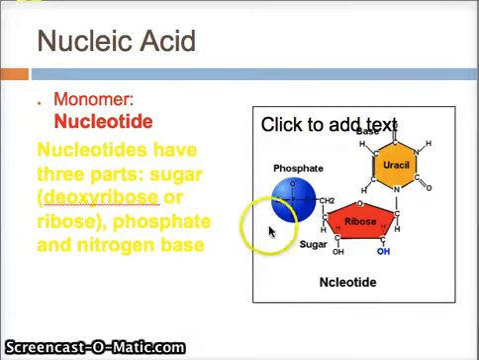The second part is called a phosphate group. That's this circle right here. And then the last thing is what's called a nitrogen base. That's where it says uracil right here.